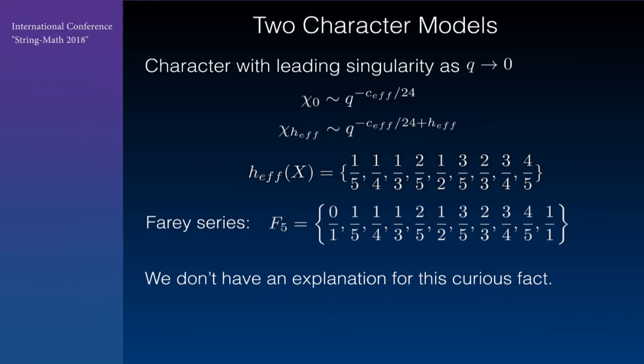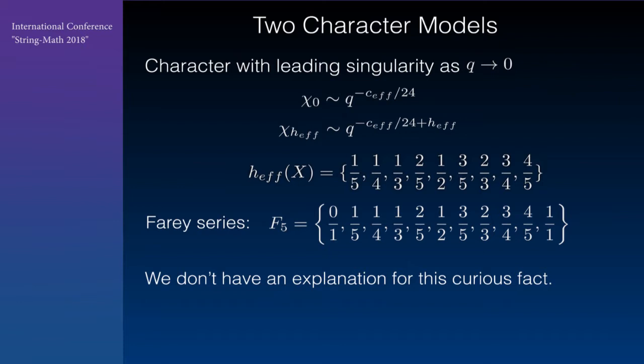And then you define the other character to have leading behavior q to the minus c effective over 24 plus h effective. Then this is a list of the h effective that appears in that list from Mathur, Mukhi, and Sen. And these numbers are exactly the numbers in the Farey series F5, except for the first and last elements. I think that must mean something, but I don't know what. It's just a curious observation.